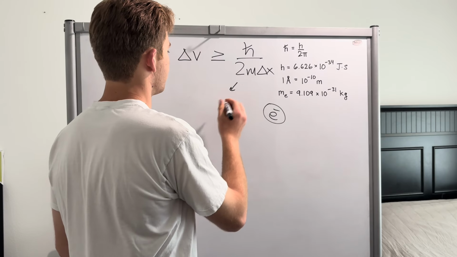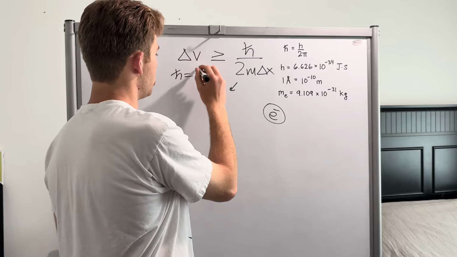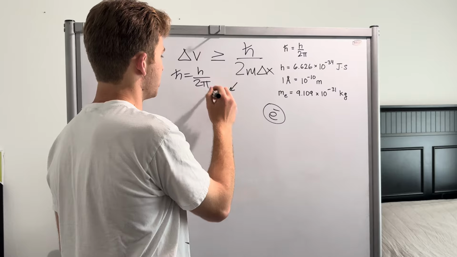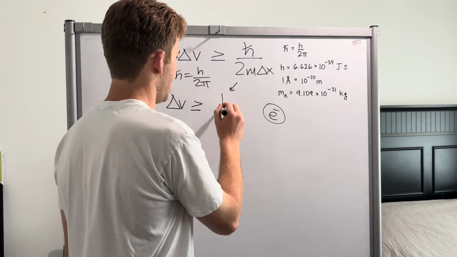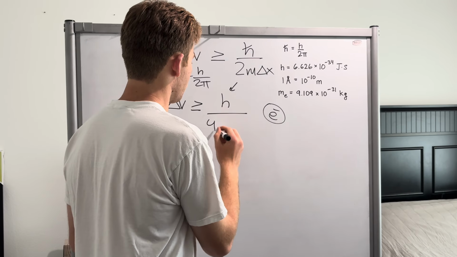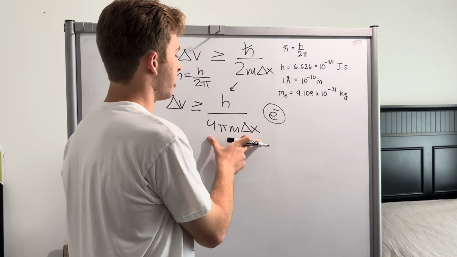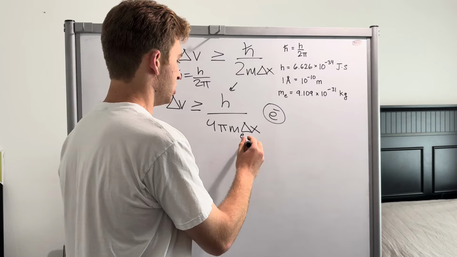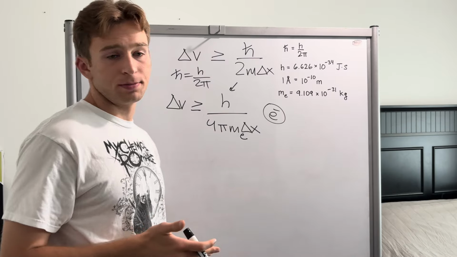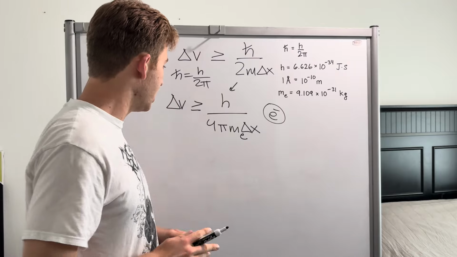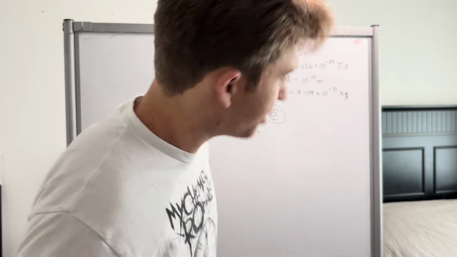So h bar is h over 2 pi. And so we can simplify this. We could say delta v is greater than or equal to h over 4 pi m delta x. And we have all our values for this already. M is the mass of our electron, and delta x is our 1 angstrom. And now I need to plug this into my calculator to figure out what this value is.